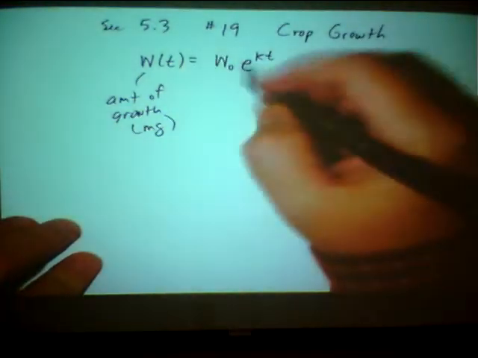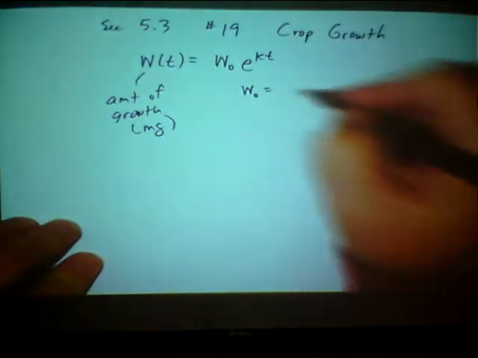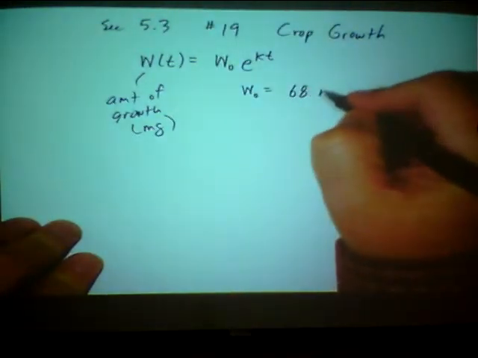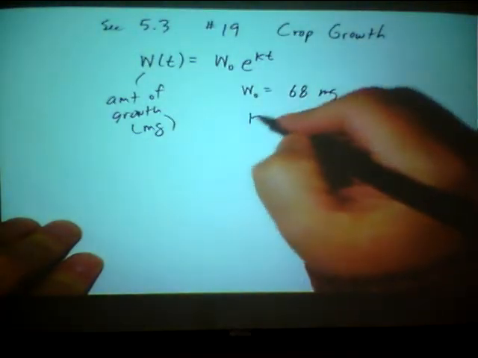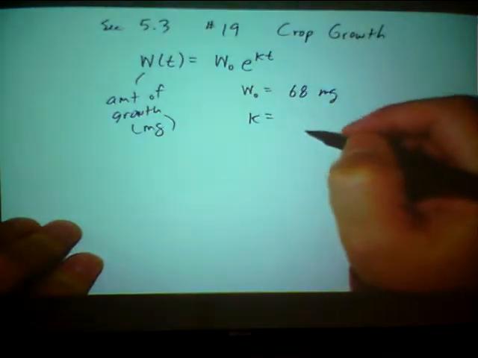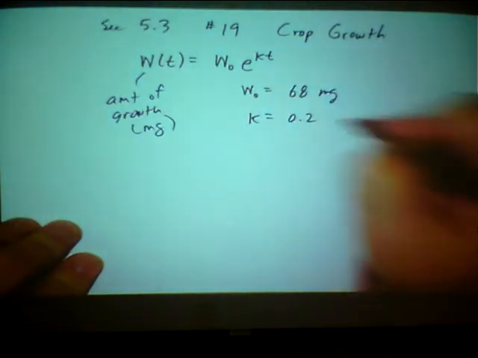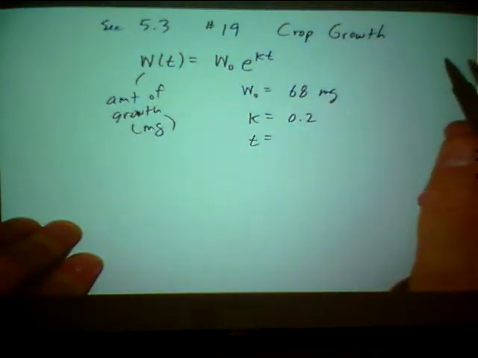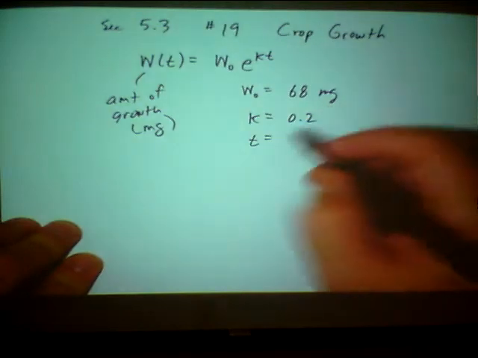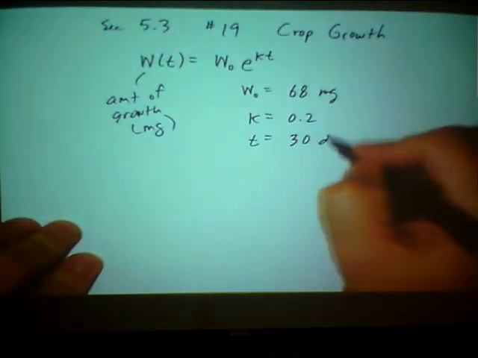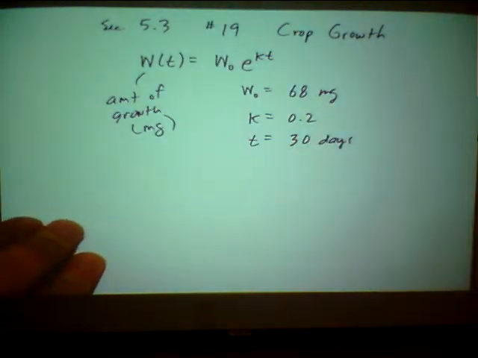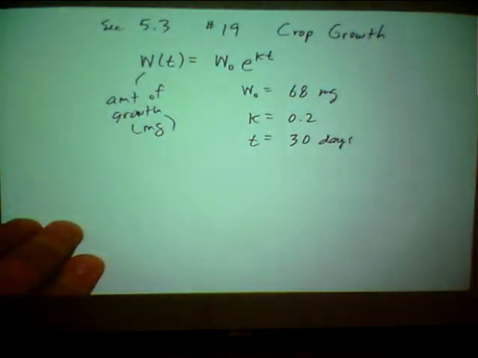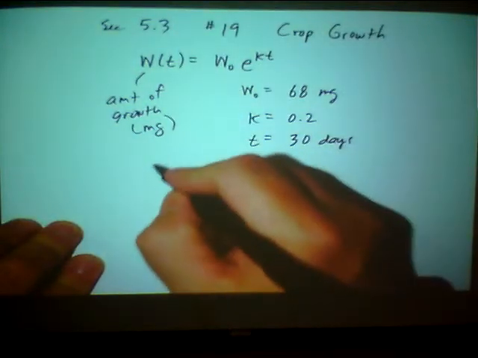In the problem, they tell us that W naught is 68 milligrams, and the k is 0.2. They also tell us the time has to be in days. So they say after 30 days, what will our crop growth be? Basically, we have everything we need to plug in here, and then we just do the math.